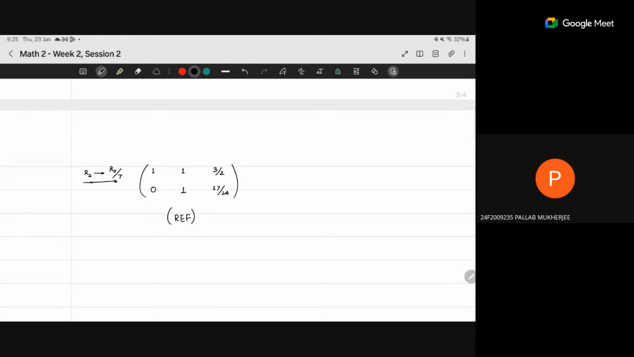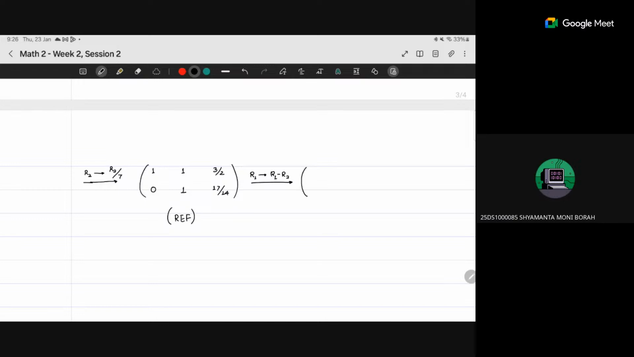But is this in RREF? No, it's not. Can we make it into RREF? Yes, we can. Subtract the second row from the first row. But that one will get affected with that. Tell me in terms of how we are writing over here. First, we can do R1 minus R2. R1 changes to R1 minus R2, correct?